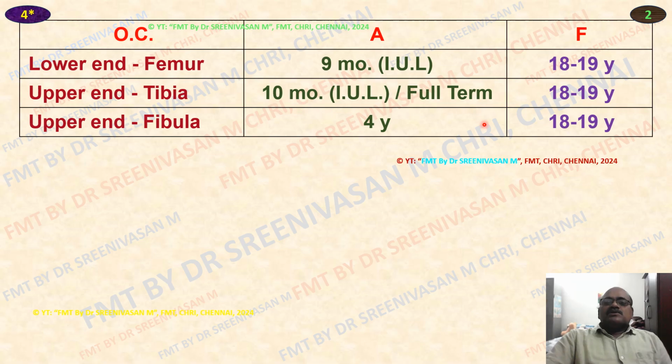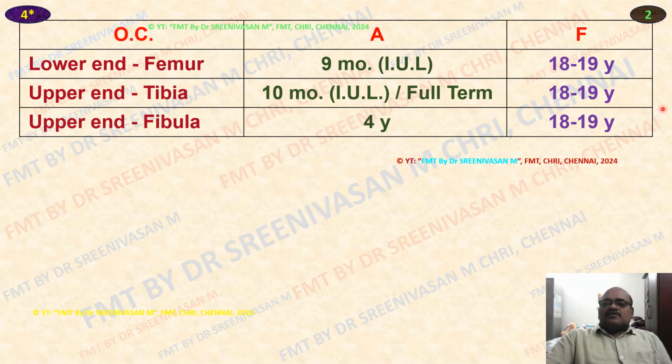It is better to use the 10th month of intrauterine life, as sometimes if the fetus is born prematurely, that is by 8th month or 9th month, it won't be there. So it is better to use the term 10th month instead of full term fetus. Then upper end of fibula appears by 4th year. All these three centers fuse with the diaphysis by 18 to 19 years.